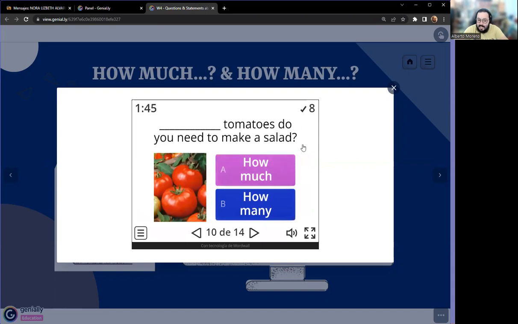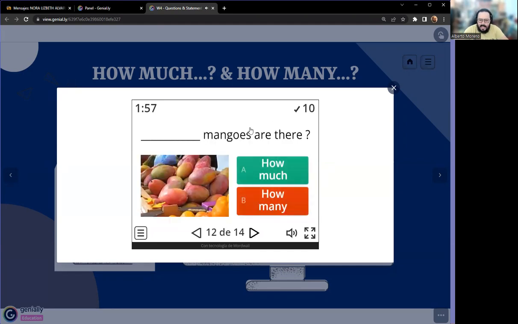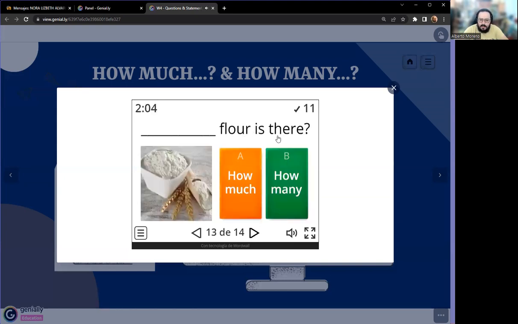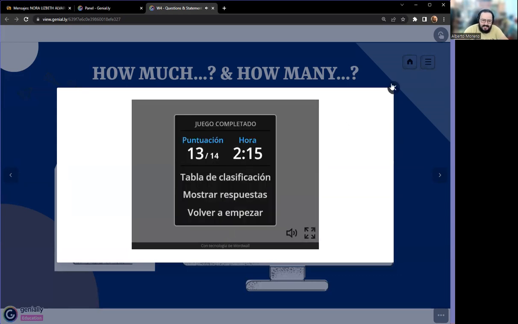Tomatoes, do you need to make a salad? How many? Biscuits, do you want? How many? Mangoes are there. How many? Very good. Flour is there. How much? Butter do you need for the cake? How much? Yes. Muy bien.